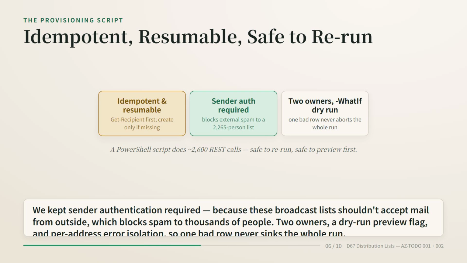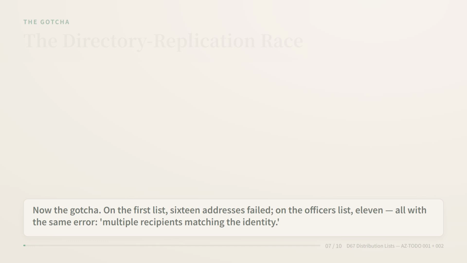We kept sender authentication required, because these broadcast lists shouldn't accept mail from outside, which blocks spam to thousands of people. 2 owners, a dry run preview flag, and per address error isolation, so one bad row never sinks the whole run. Now the gotcha.